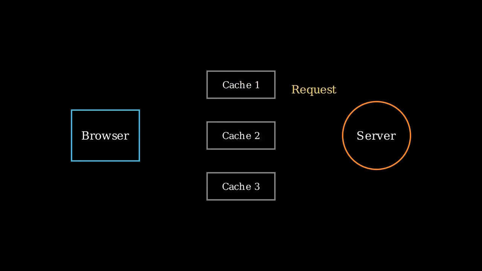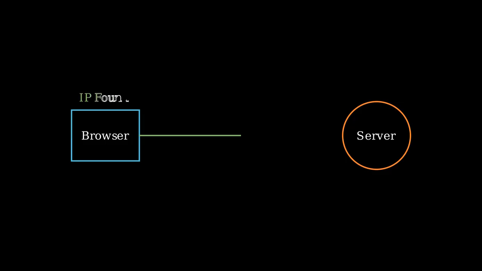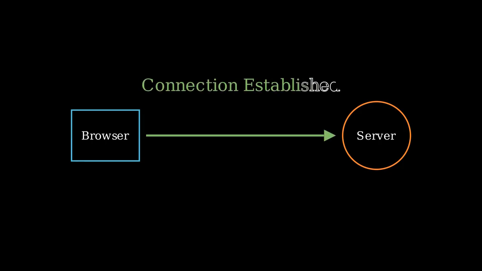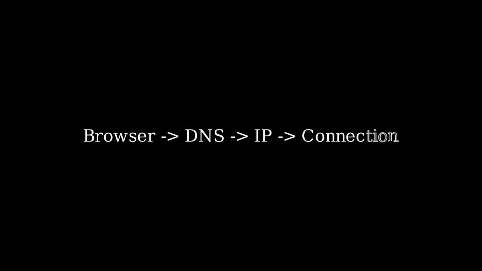If the address is not in your cache, your browser asks a specialized computer called a name server. Think of this as the internet's phone book, which acts as the source of truth for domain names. The name server finds the specific IP address for the site and sends that digital numeric label back to you. Now that you have the IP address, you can finally connect directly to the web server. This whole process of resolving the name to an address is the foundation of how your browser finds the content you want to see. Browser to DNS to IP to connection.